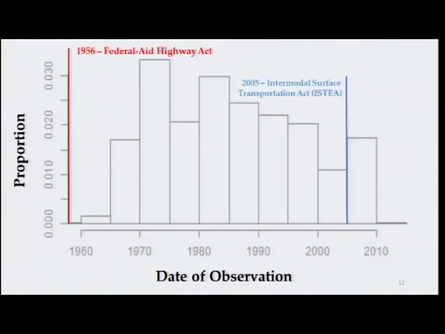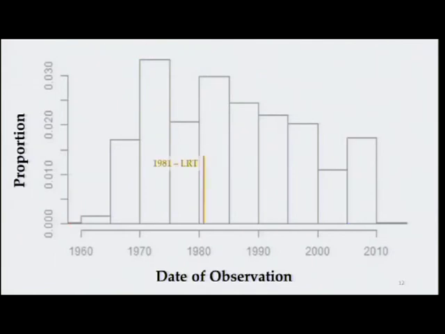Another example is how we fund our transportation network and how we evaluate it has changed. The Federal Highway Act in '56 followed, and this is when we started seeing a lot of the interstates being developed. Then the 2005 Intermodal Surface Transportation Act, where federally we started paying attention to multimodal funding and multimodal facilities, and yet most of the data falls between those two acts.